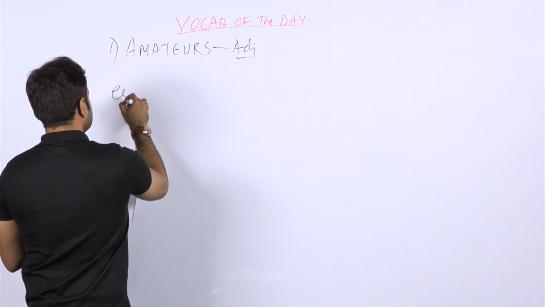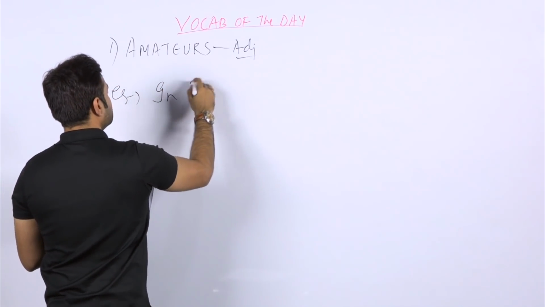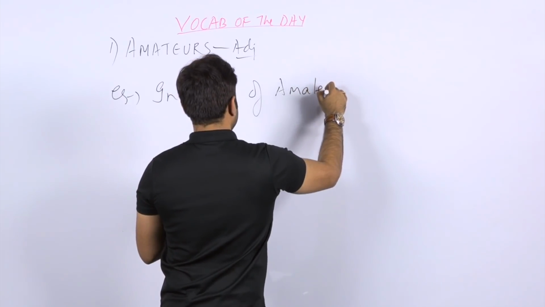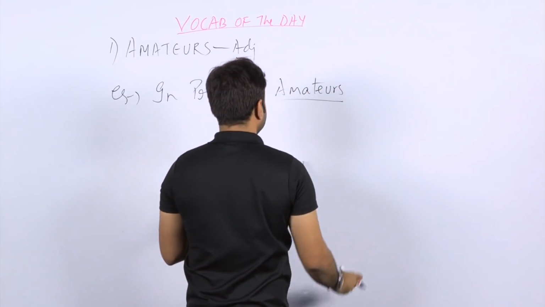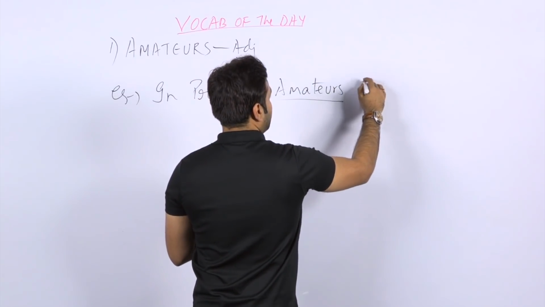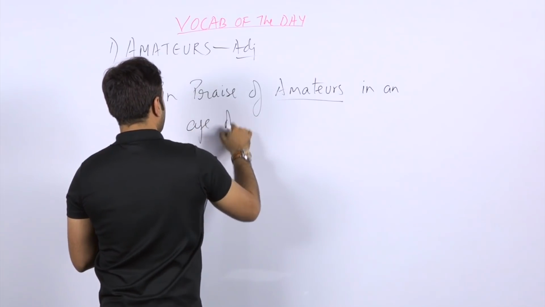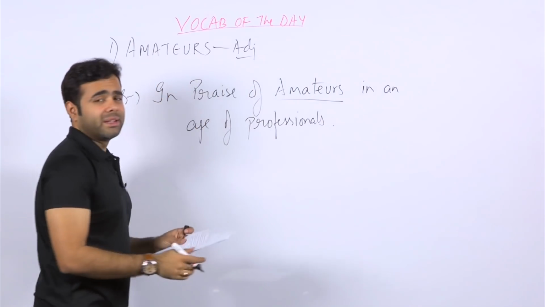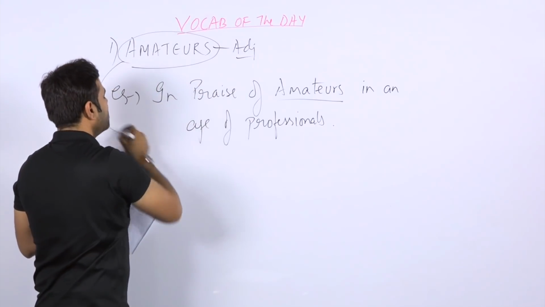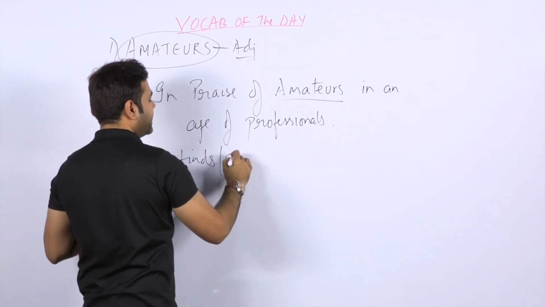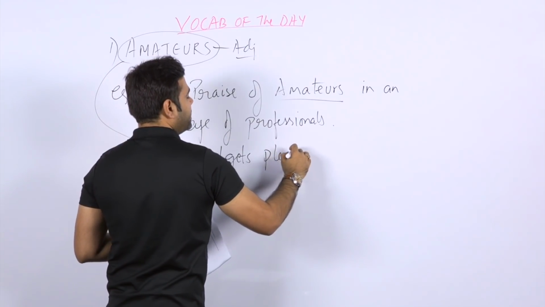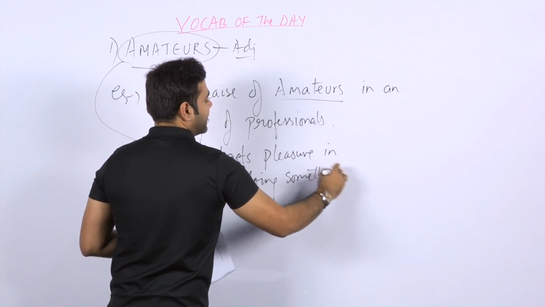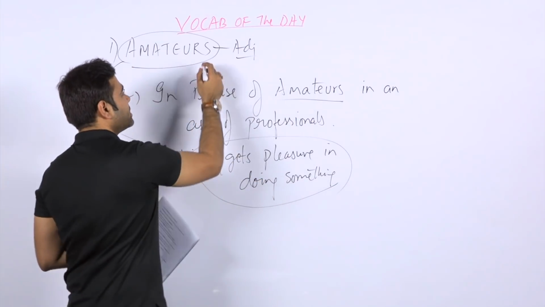So the sentence that was used in the newspaper was: in praise of amateurs, in an age of professionals. So what does this mean? Actually, the amateur is related to a person who gets pleasure in doing something. Exactly, you can say someone who does something for pleasure. Someone who does something for pleasure.